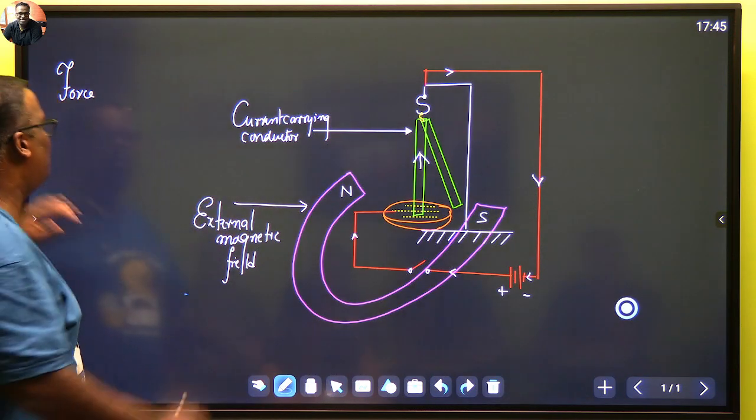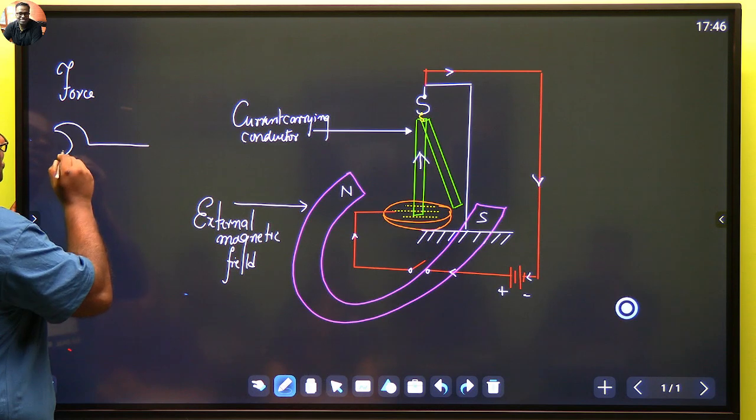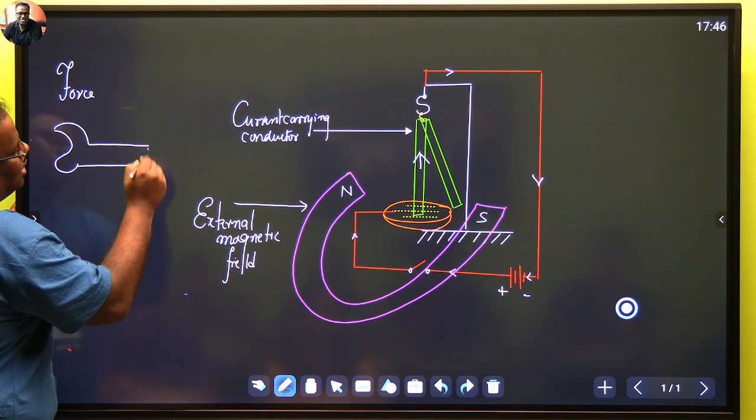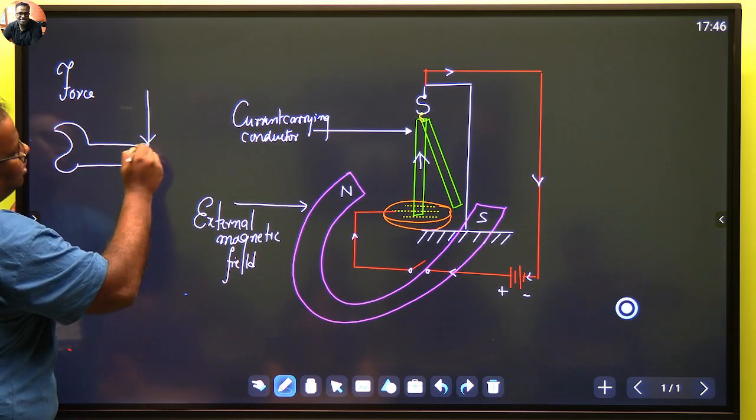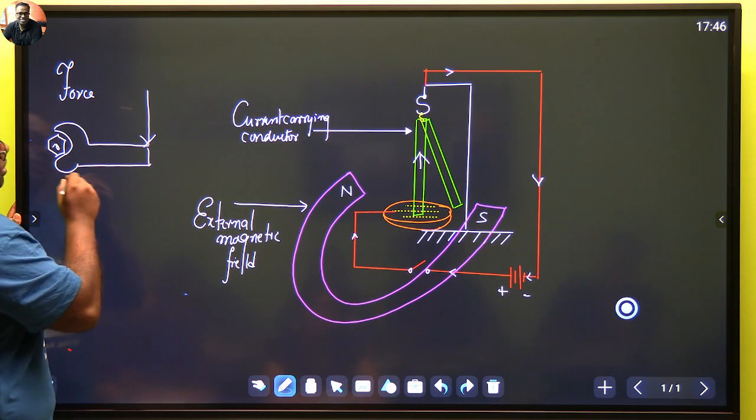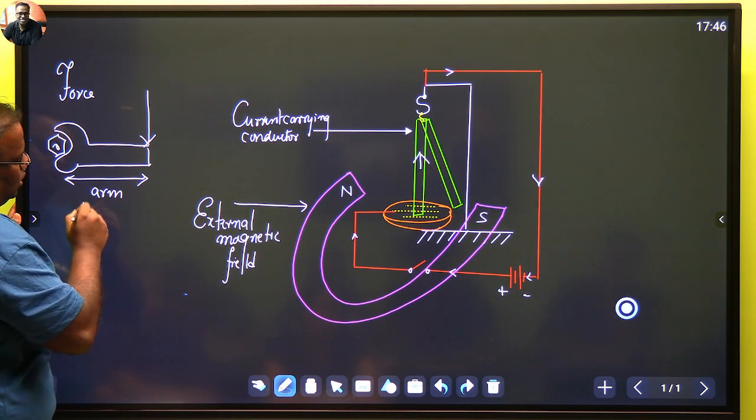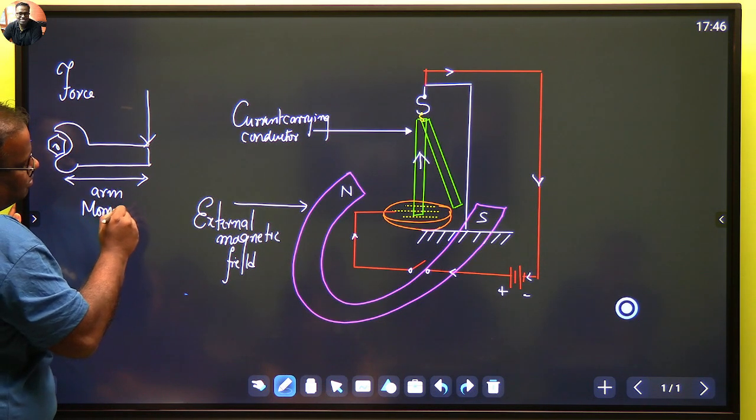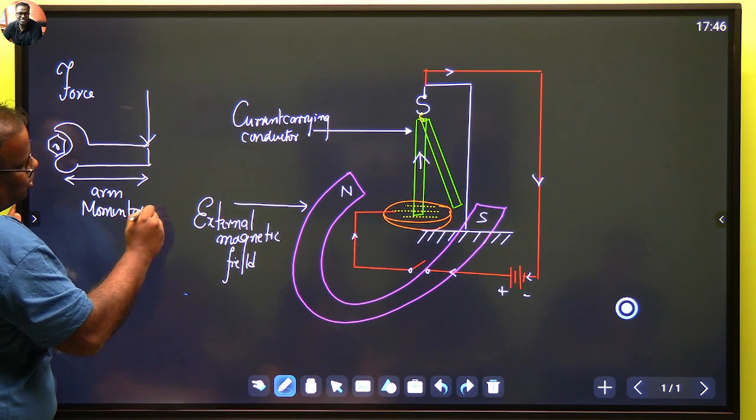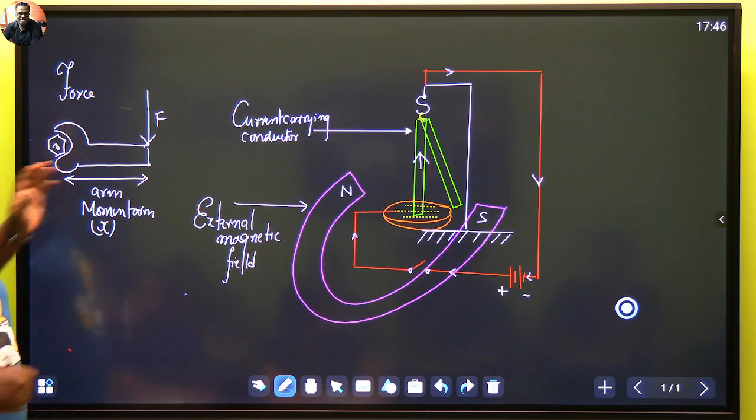आपको किसी चीज को घुमाना है, तो आप कैसे घुमाएंगे? This is your spanner. कैसे घुमाते हो? फोर्स यहाँ पे देते हो और यहाँ पे नट लगा हुआ रहता है ना? So this is your pivot. This much portion is called your arm, or we call it the moment arm. This is not there in your syllabus, but try to understand. A force multiplied by the moment arm will give you the torque.